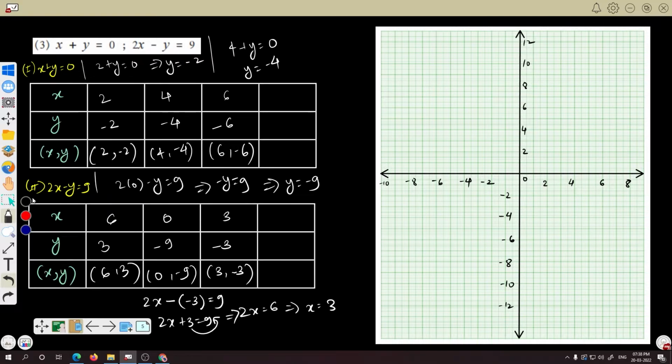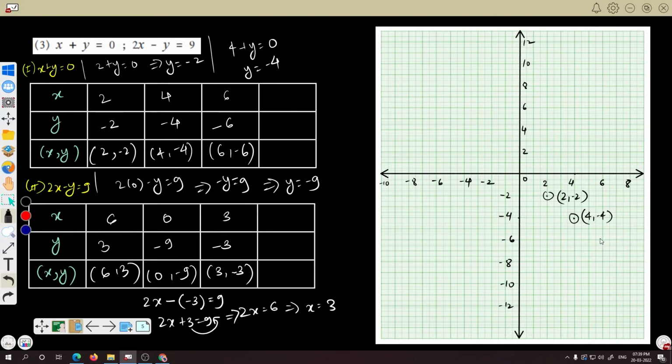Now I'll start plotting the graph. We'll start with the first equation, that is x plus y is equal to 0. So the first point that we have is 2 comma minus 2. X coordinate is plus 2 and y coordinate is minus 2. So exactly this point, this is 2 comma minus 2. So we have the first point. Second point is 4 comma minus 4. So x is plus 4 and y is minus 4. So this point right here, this is 4 comma minus 4. I hope this is clear to you.